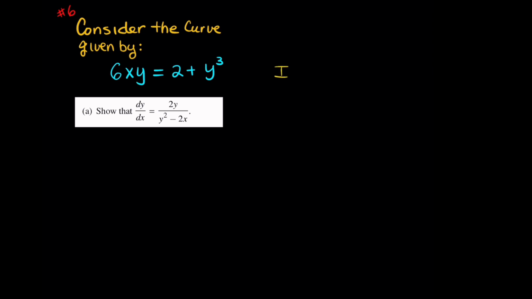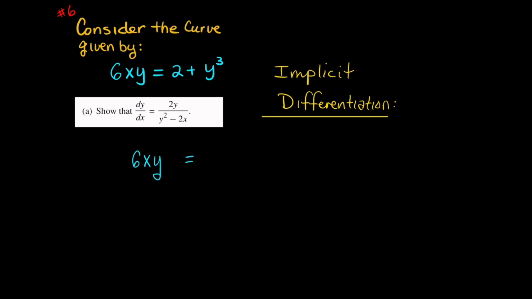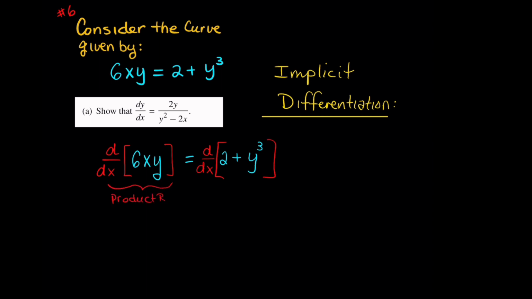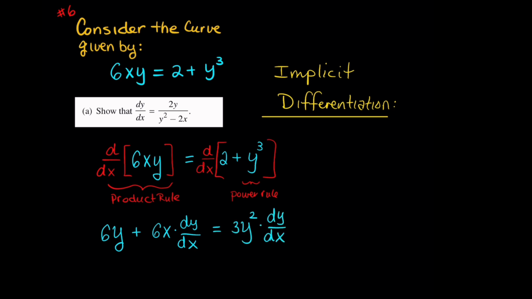First, let's show that dy/dx is equal to 2y over y² minus 2x, and we're going to use implicit differentiation to do this. So, taking our equation and differentiating both sides with respect to x. On the left-hand side, we'll have to use the product rule, and on the right, the power rule. Anytime we differentiate y with respect to x, we will include a dy/dx. Differentiating, we get 6y + 6x dy/dx = 3y² dy/dx.